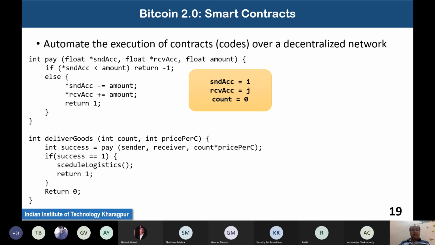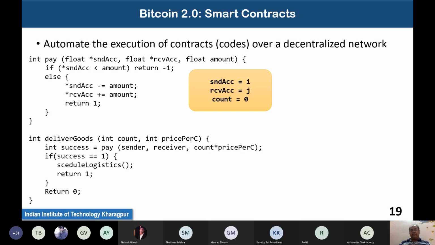Say, for example, here I have a very simple code. The first function makes a payment. It checks whether the sender account has a sufficient balance to make the payment equal to the amount. If so, it deducts the money from the sender account and adds it to the receiver account. The second function, deliver goods, takes the count of the goods or items that need to be delivered, and the price per count. Then it makes a call to the pay function to check whether the payment is successful. If the payment is successful, then it schedules the logistics, that means it schedules the transfer of the goods.